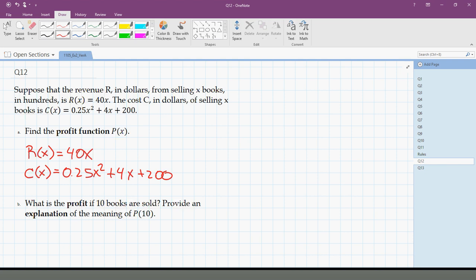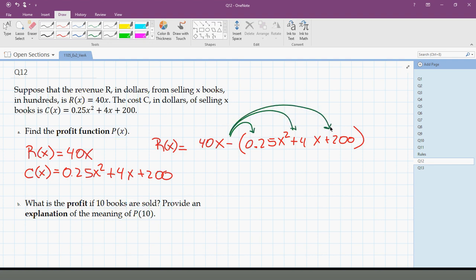So profit is revenue, which is the money coming in, minus the cost. So we're going to subtract both of the functions. Revenue is 40x minus the cost, which is 0.25x squared plus 4x plus 200. First step will be to distribute that negative sign. I have 40x minus 0.25x squared minus 4x minus 200.